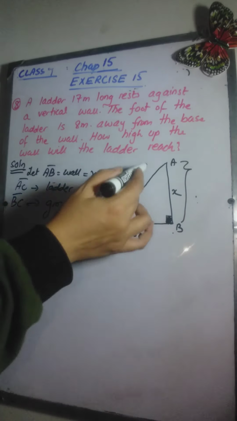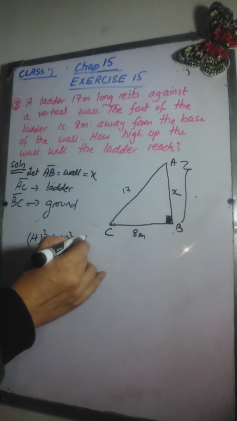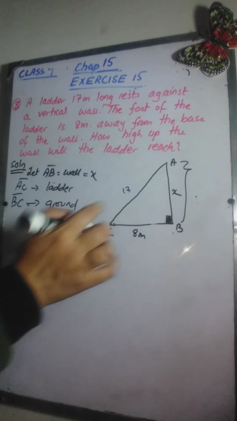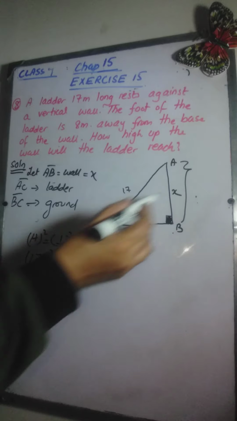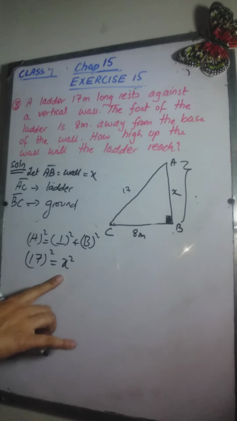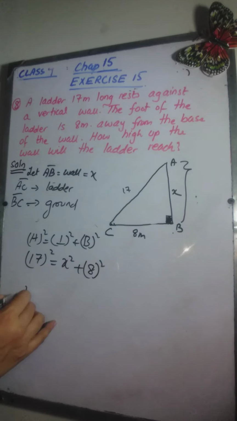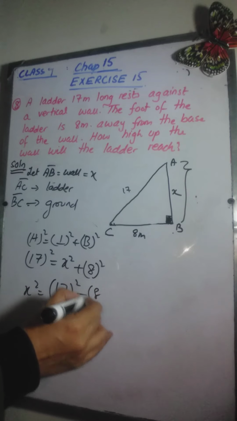We know that this is a right triangle, so the hypotenuse square must be equal to perpendicular square plus base square. Here the hypotenuse is 17 because it is opposite to the 90 degrees. So 17 whole square is equal to perpendicular, which is x square, the length that we require, plus base, which is 8 square. So from here x square will be 17 whole square minus 8 whole square.